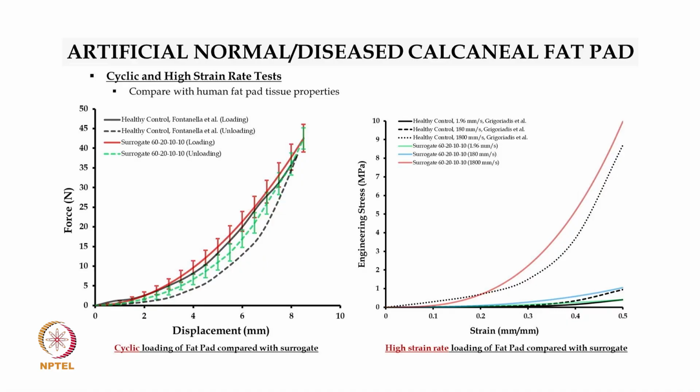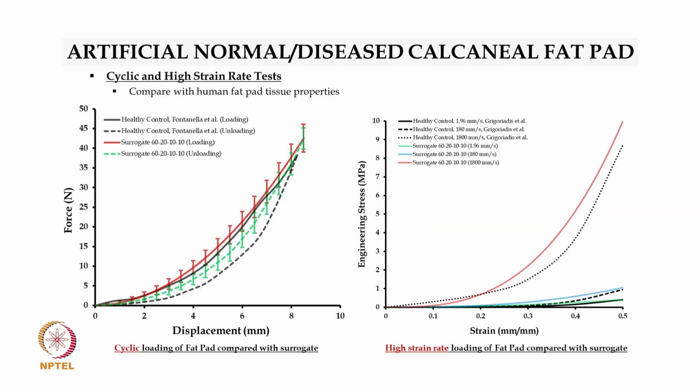Here we derived some of the literature values from Gregorius, another researcher, Gregorius et al. Their group had studied calcaneal fat pad from real cadavers at different strain rates of 1.96, 180, and 1800 millimeters per second, right? So we also subjected our same control surrogate to these three different strain rates, and we found some results which were fairly comparable, as you can see in the plots, right?